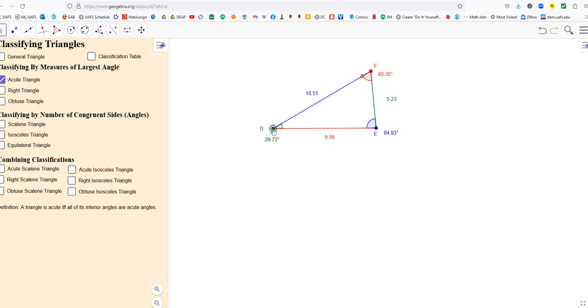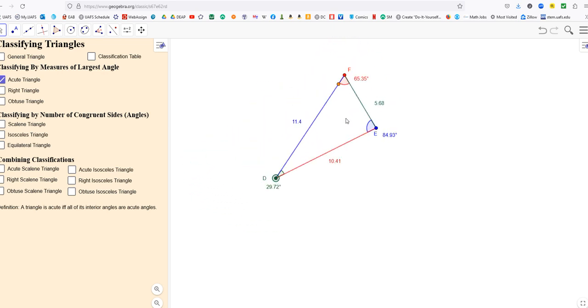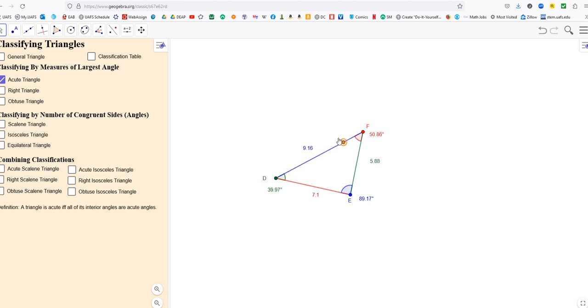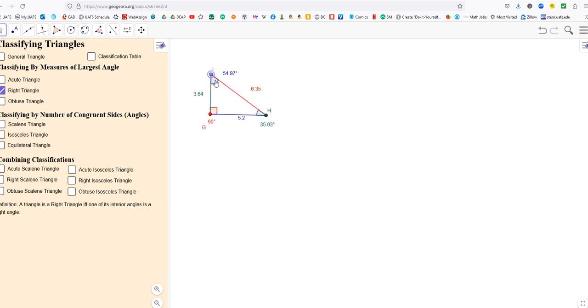Here's an acute triangle. We move this around, and it stays an acute triangle. We can get basically any acute triangle here. If you notice, all the angles have this little orange point, a control point too, as well as the vertices. So that one stays acute. This one stays a right triangle. Some of these are really easy to build and some are not quite so easy.